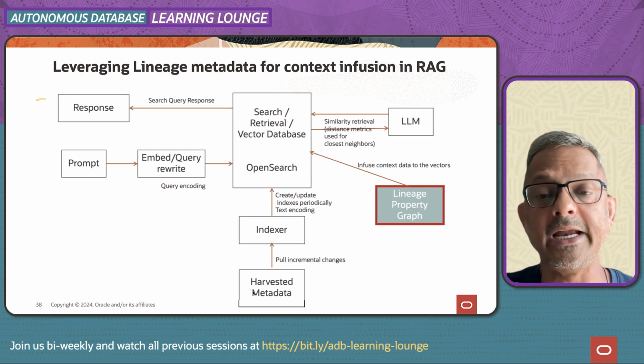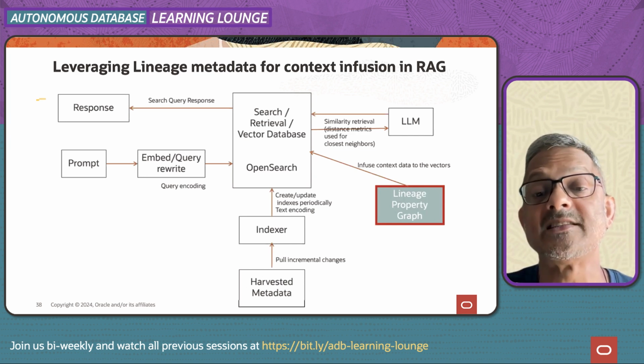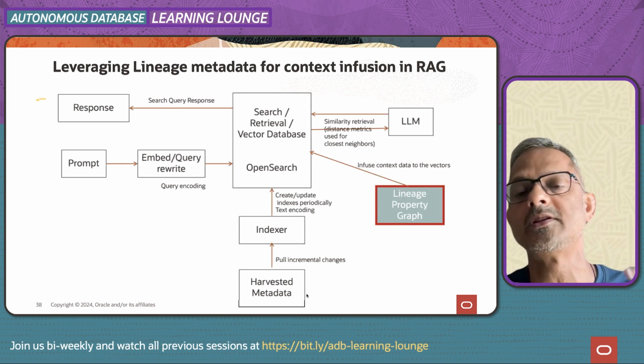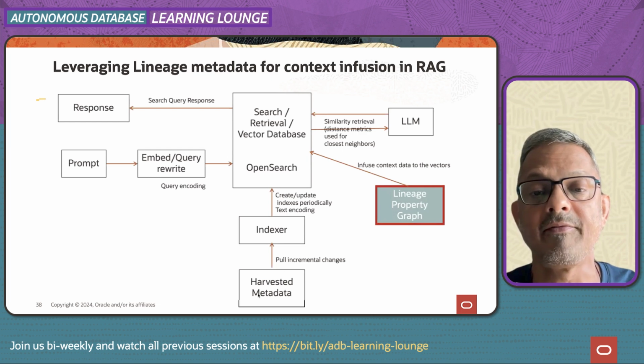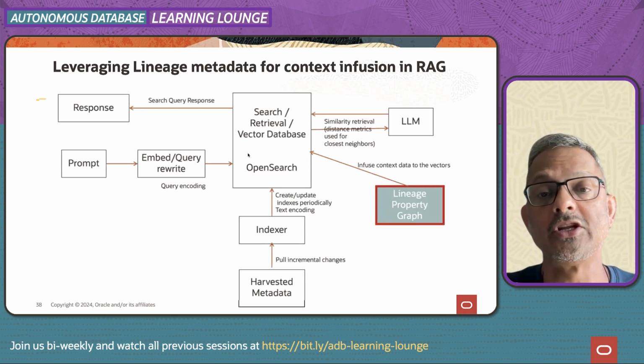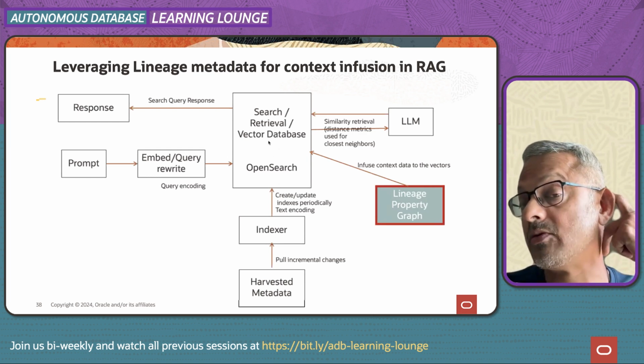So this is the harvested metadata, right? This is the data assets data, right? This is the tables, partitions, views, columns, constraints that we harvest from everywhere. It's being indexed into the OpenSearch. The OpenSearch also doubles down as our vector database.